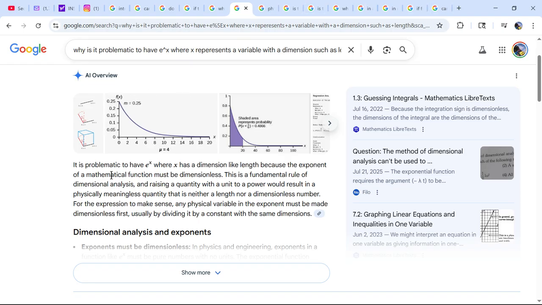From a mathematical perspective, this is where they talk about how it's problematic to have e to the x where x has a dimension like length, because the exponent of a mathematical function must be dimensionless. The exponent of any mathematical function must be dimensionless. I don't know exactly why. I haven't played around with that.